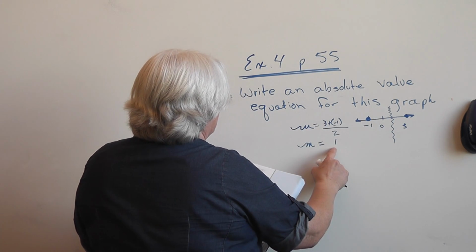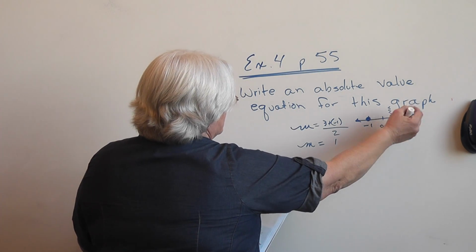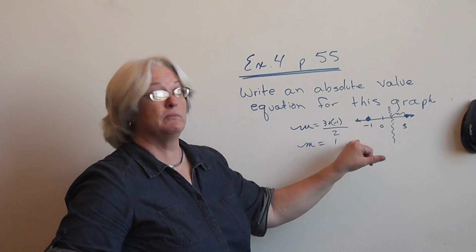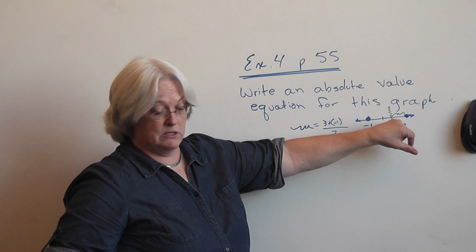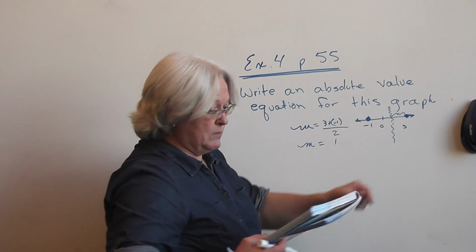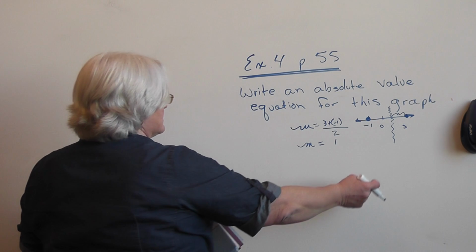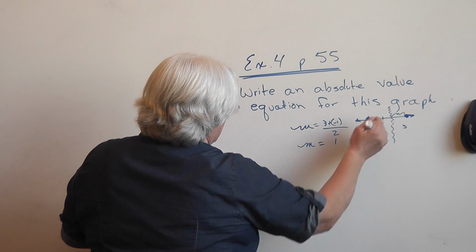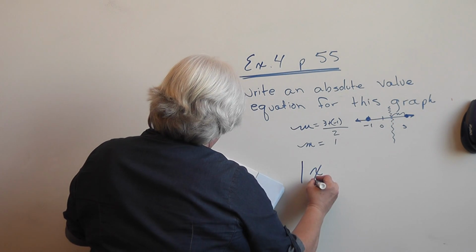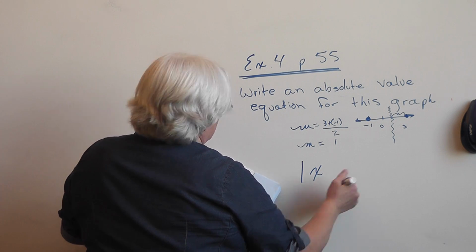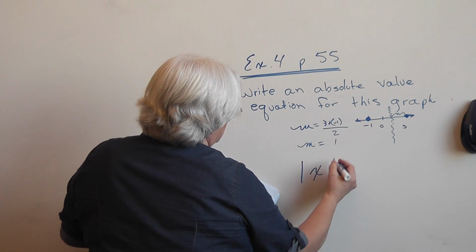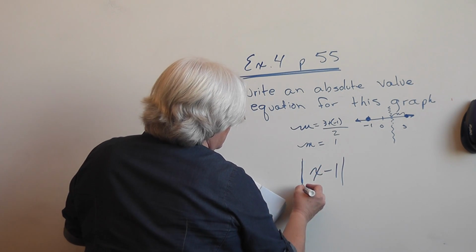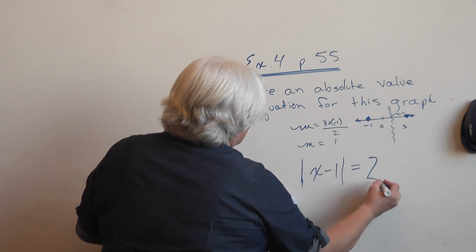Three minus the midpoint has to be, this distance here is 2 units. And I showed you the distance between all of them has to be 4. Obviously, the distance is 2 units. So what we have now is the distance from this original point x, the distance from x to the midpoint, which is 1, is equal to 2.